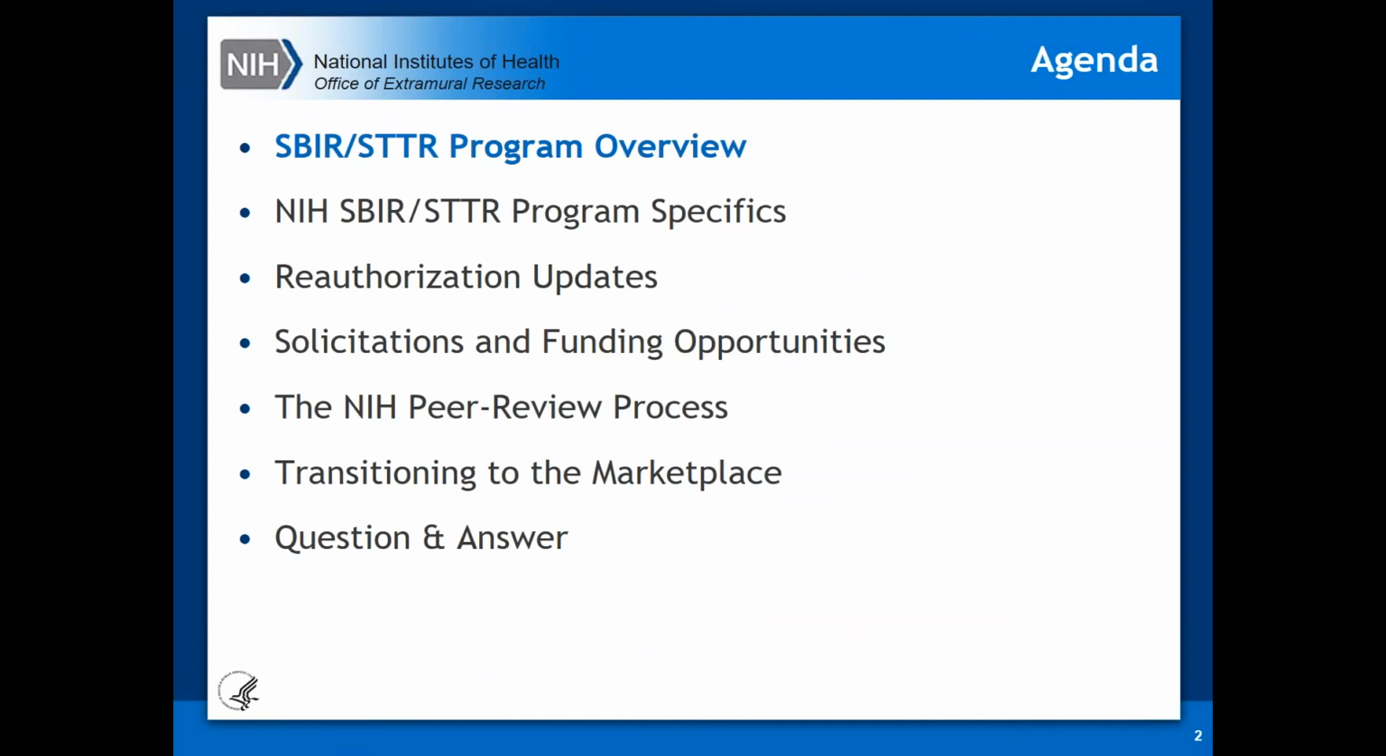From the first slide, you can see the agenda, what we're going to talk about today. This is basically a roadmap of our discussion. We're going to first talk about the SBIR STTR program overview. Then we'll talk about program specifics. Then we'll give you a background on the reauthorization updates. Then we'll talk about solicitation and funding opportunities, in other words, where to find the opportunities. Then we'll discuss the NIH peer review process, transitioning to the marketplace, and finally we'll have a Q&A at the end. All right? So why don't we get started? Next.